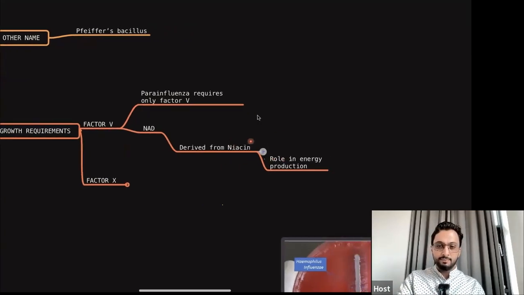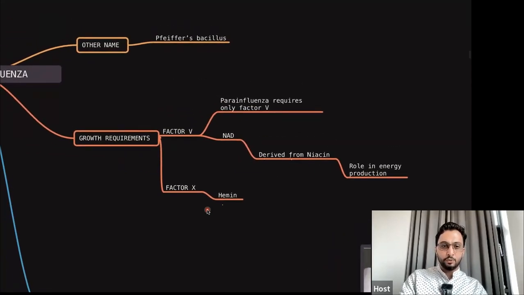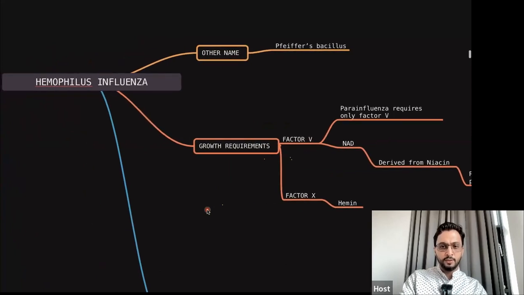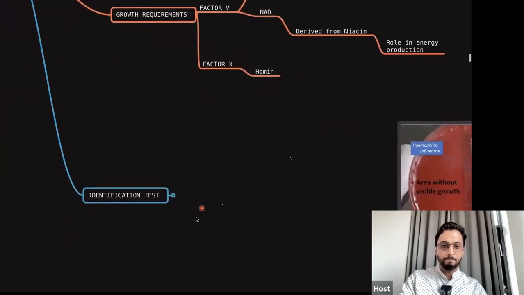We'll study in biochemistry how NADH produces energy. Now, the other name for factor 10 is hemin, which comes from hemoglobin. Hemin is a part of hemoglobin; we'll study that later. So when it comes to Haemophilus influenzae, the important thing is growth requirements, factor V and factor X. After 45 minutes to 1 hour, we'll take a break and come back.